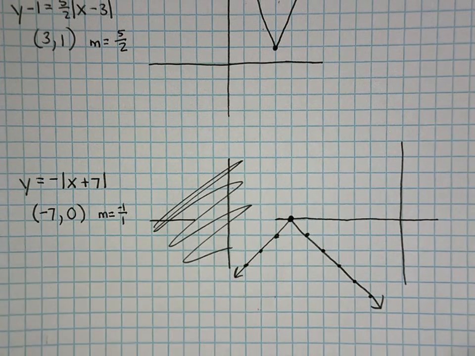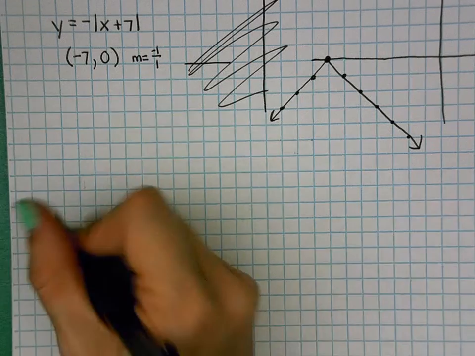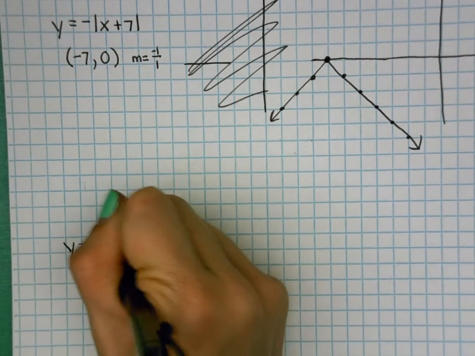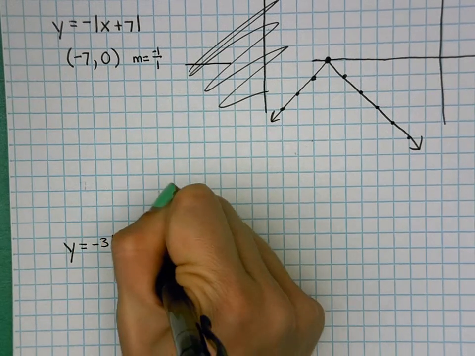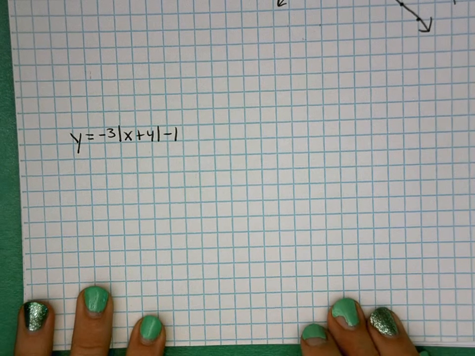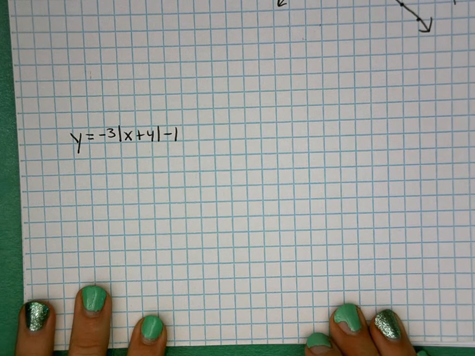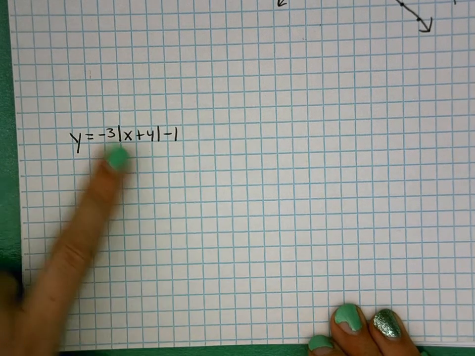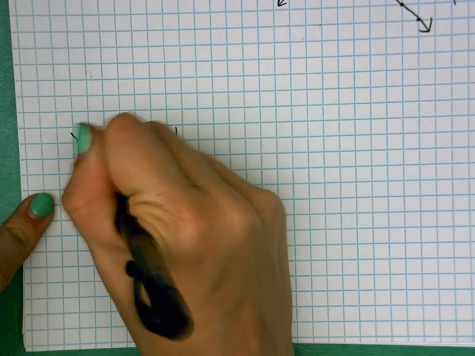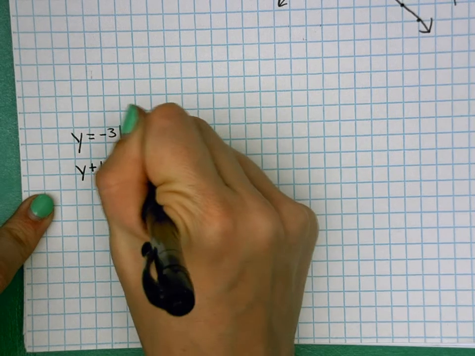Okay, one more of the absolute value family. We have y equals negative 3 times the absolute value of x plus 4 minus 1. Go ahead and pause the video and give this one a shot. Okay, descriptive form. Let's add this 1 over to the other side. y plus 1 equals negative 3 times the absolute value of x plus 4.